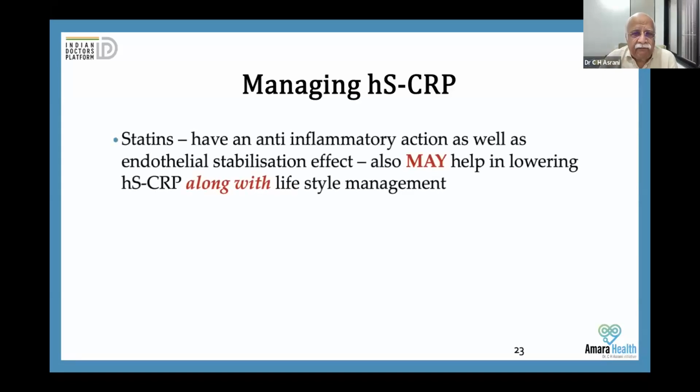Statins also have an anti-inflammatory action as well as an endothelial stabilization effect. The plaques are formed in the endothelium. So this may help, but caution the patient, this alone will not help. The main crux of management is lifestyle management. Statins may help alongside that.